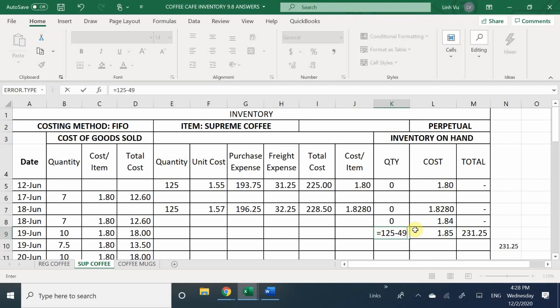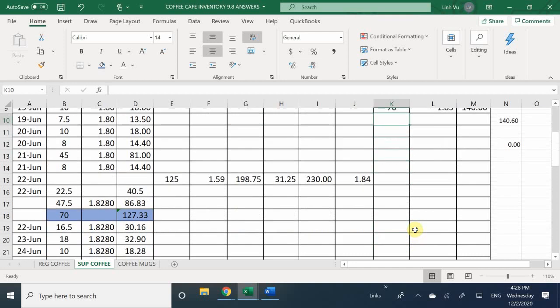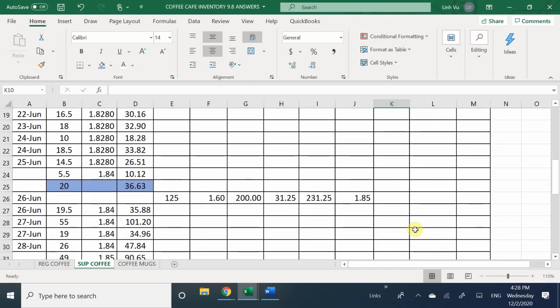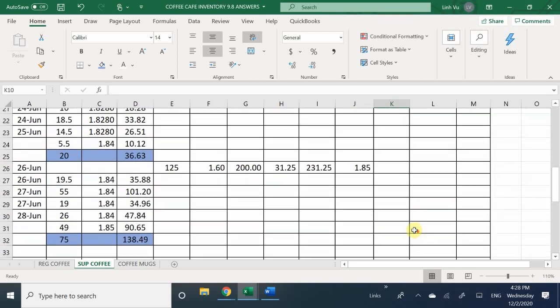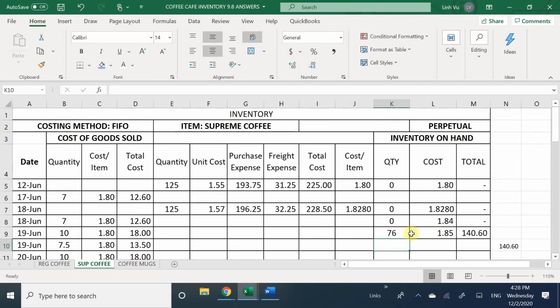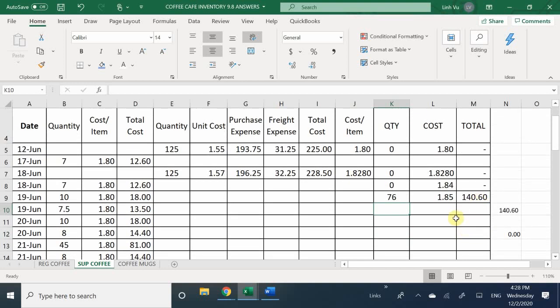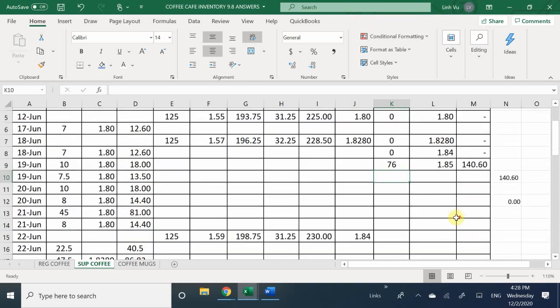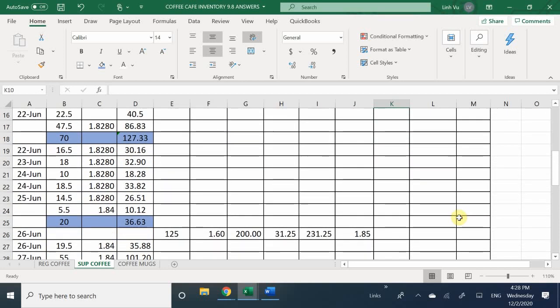76. Let's double check that. 125 minus 49? I have 76. I'm just double confirming that my calculations went through. Yes, and the 140.60 is what's left.